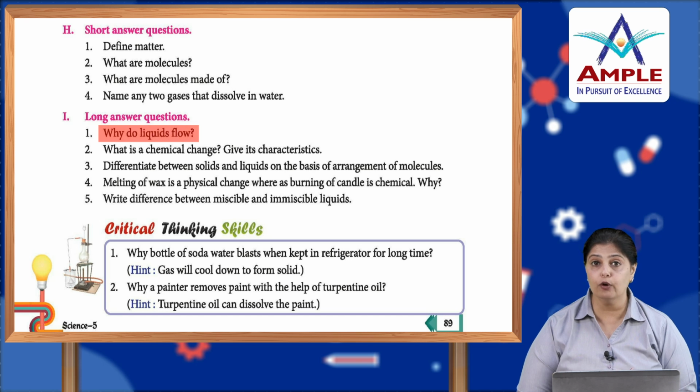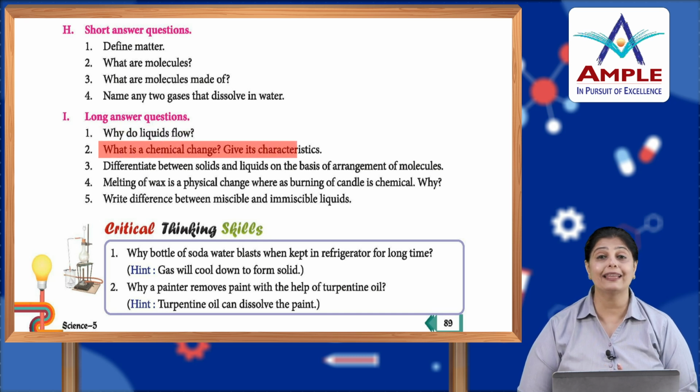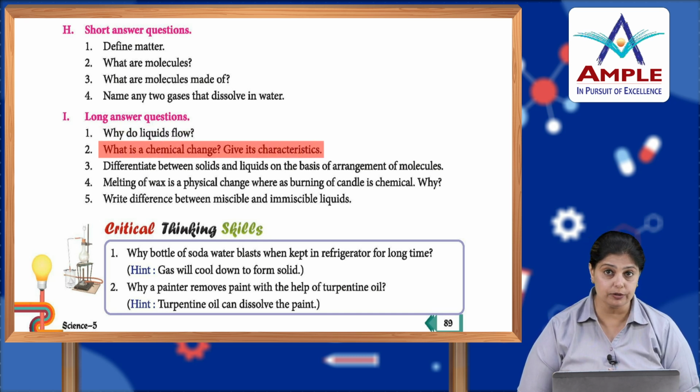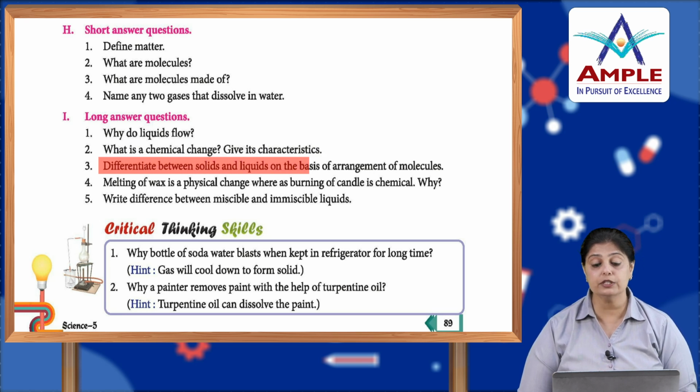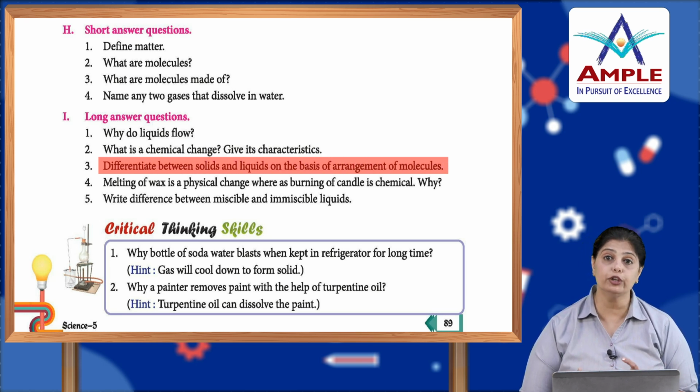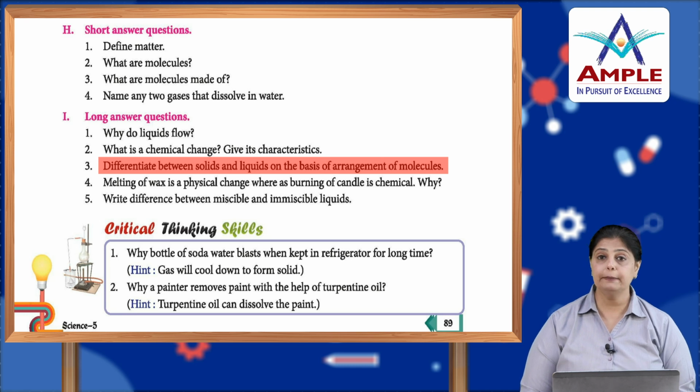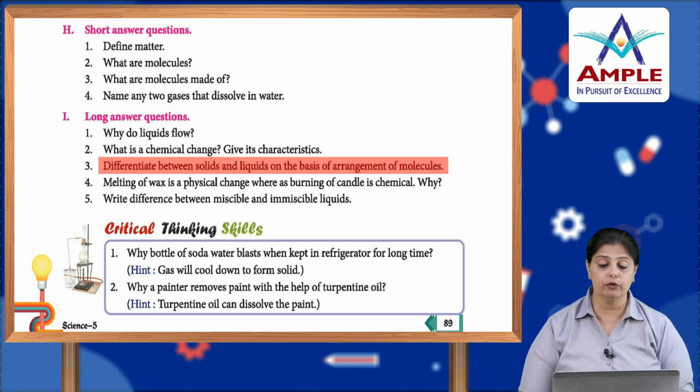Now, long answer questions. Why do liquids flow? What is the reason? Because of the molecules being loosely attached to each other. What is a chemical change and what are the characteristics of a chemical change? You have to differentiate between solids and liquids on the basis of the arrangement of molecules. Tightly packed, loosely packed, whatever.